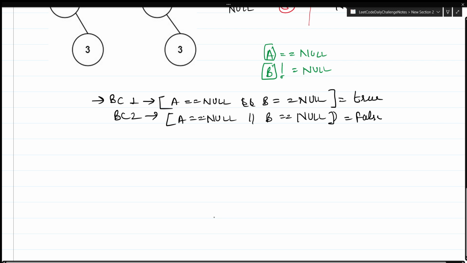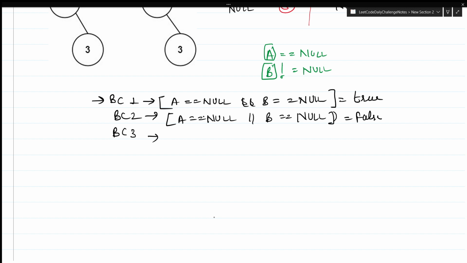Okay, and what will be base case 3? Base case 3 will be if A dot val is not equal to B dot val. In this case I will return false. Okay, so these are all my base cases.